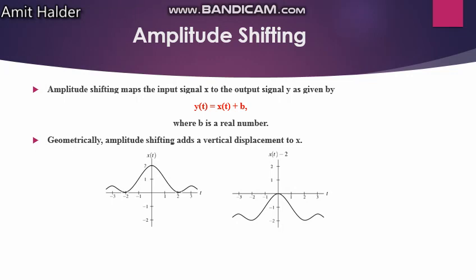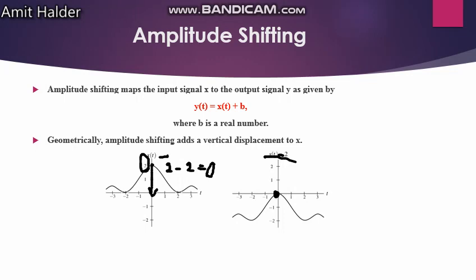Now, what is amplitude shifting? First of all, in time shifting we have seen t plus b. If you just add or subtract outside the function, x(t) plus b with b a real number, that will be an amplitude shifting. What is amplitude shifting? Now that is x(t) minus 2. Minus 2 means just shift the value here, that is 2. 2 minus 2 is equal to 0, so this point will go down to 0.